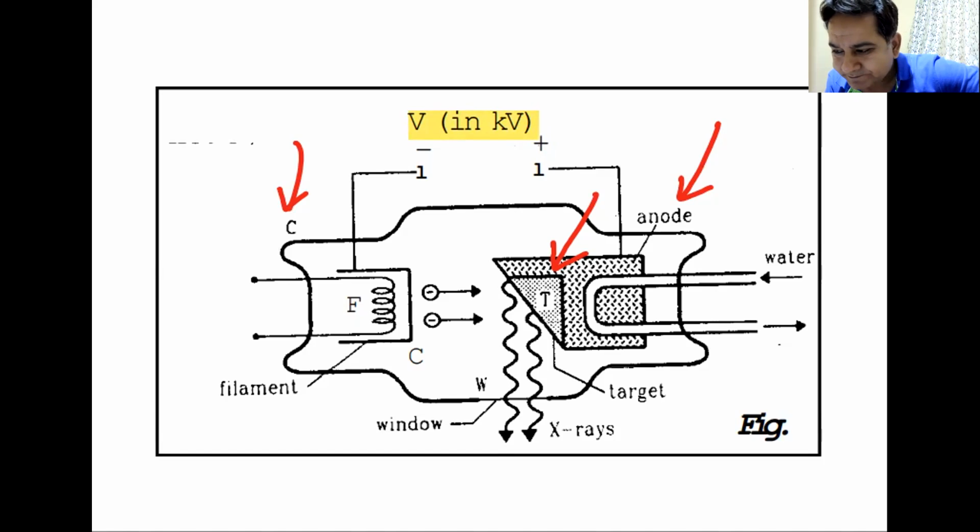A minute. Water? How will electrons be emitted from water? You put water and electrons will be emitted? No. Think again. Do you know what this symbol means? Filament. Yes, what is a filament? It is nothing but a heater, something that you can heat up.